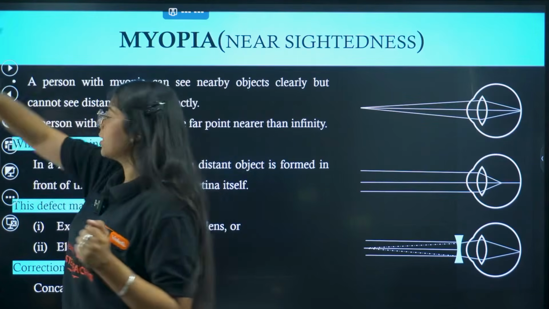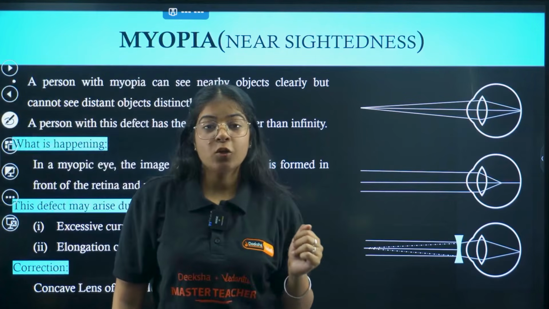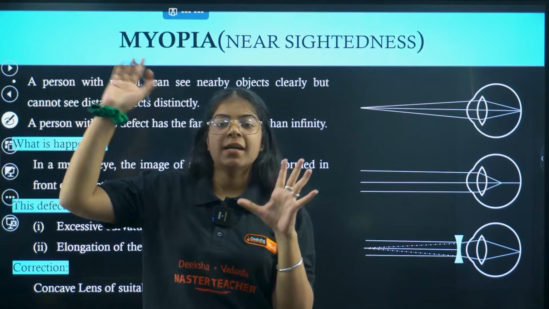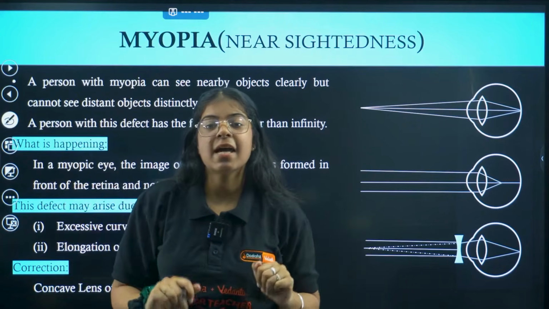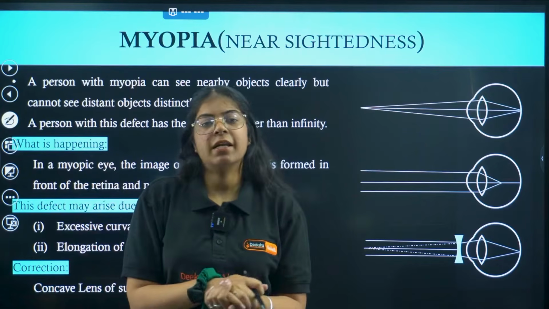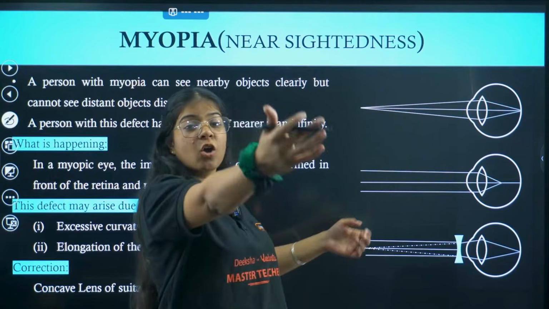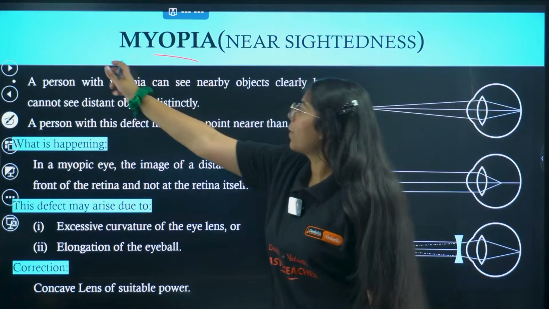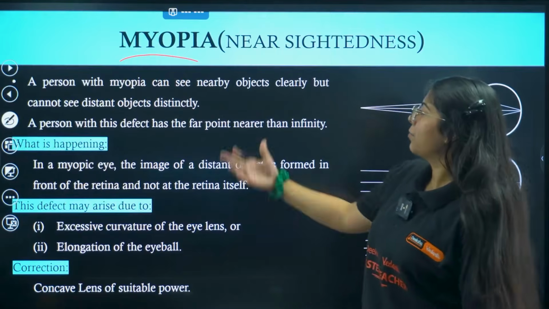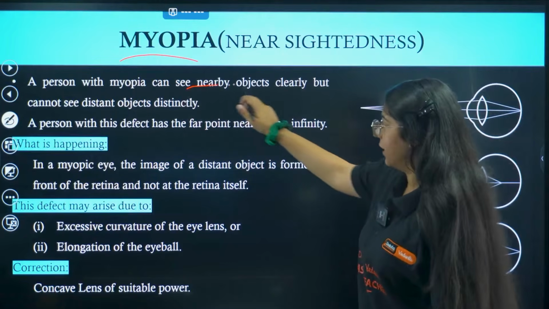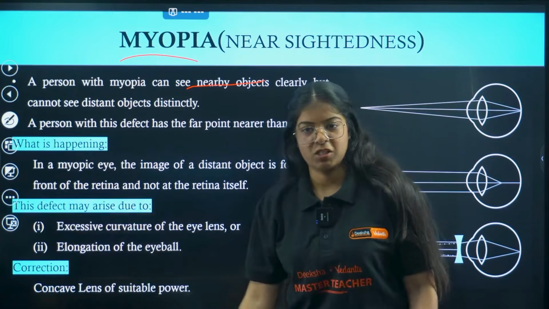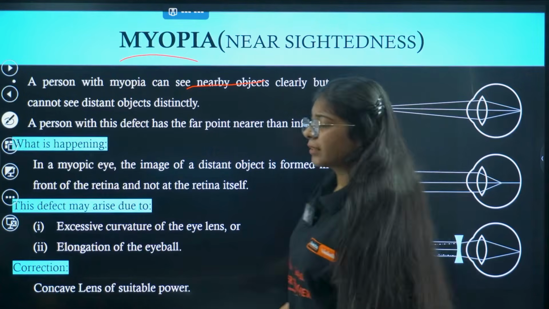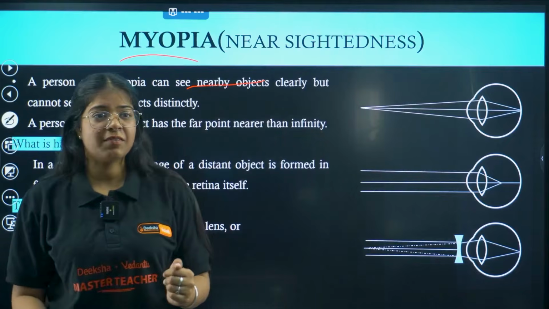Let's start studying these. First is myopia. I told you, you can see nearby objects clearly, so it's called nearsightedness. Nearsightedness is when I can see nearby objects clearly, but I cannot see far objects clearly or distinctly. So this defect is called myopia, and the person with myopia can see nearby objects clearly but cannot see distant objects clearly. Correct?